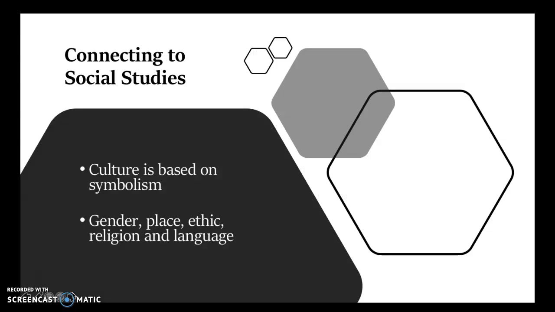So connecting to the social studies, culture is based on symbolism. Everything one does throughout their life is based and organized through cultural symbolism. So symbols mean different things to different people, which is why it is so impossible to explain how a specific culture will symbolize something. So this can be gender, place, ethnicity, religion, and language. So some symbols are gained from experience, while others are gained from culture.